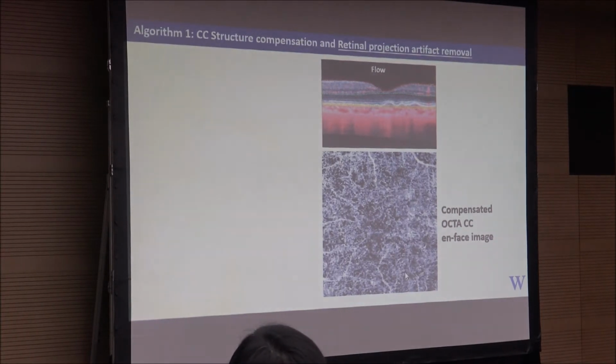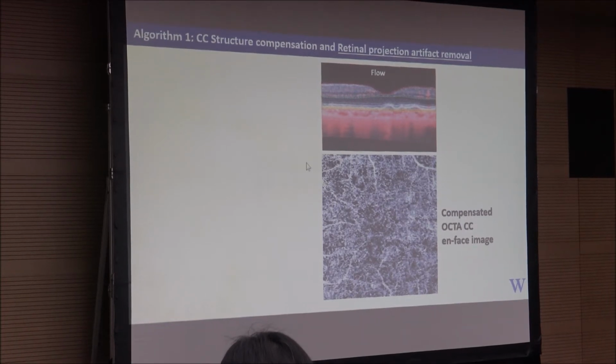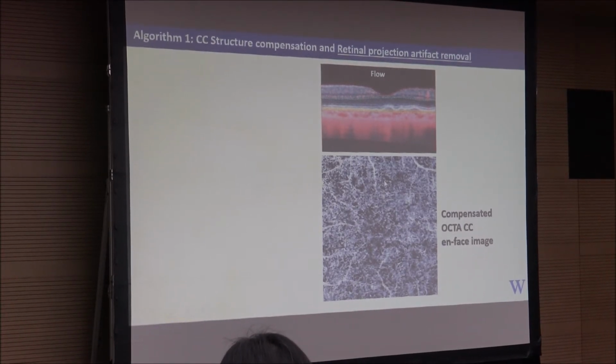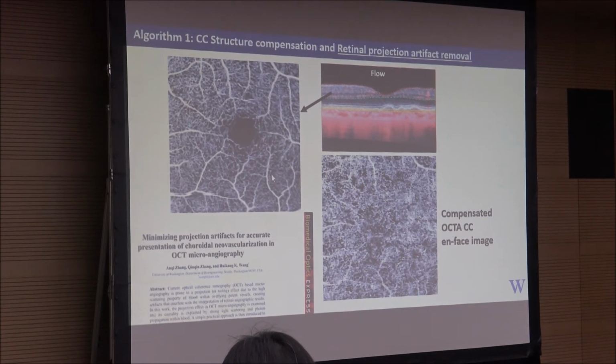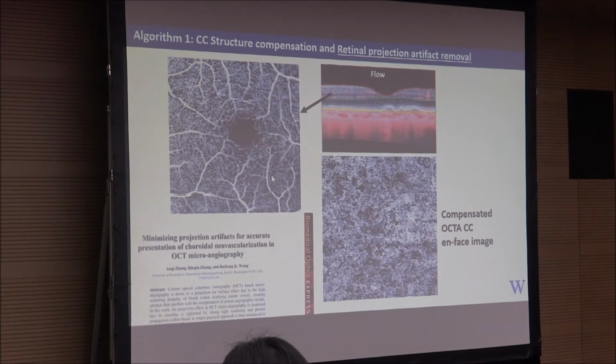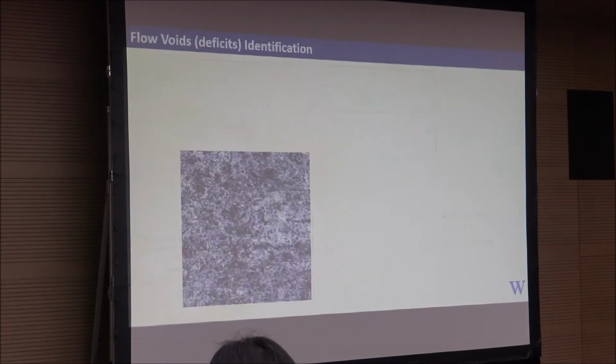And now the structural information is compensated, but still you have the retinal projection artifacts, right? In this case, you need to remove the retinal vessel projection artifacts so that you can quantify the choriocapillaris more accurately. The method we are using is, as I discussed before, the method that we published. If you use this method to remove the projection artifacts, it is removed. So now you have this choriocapillaris information.